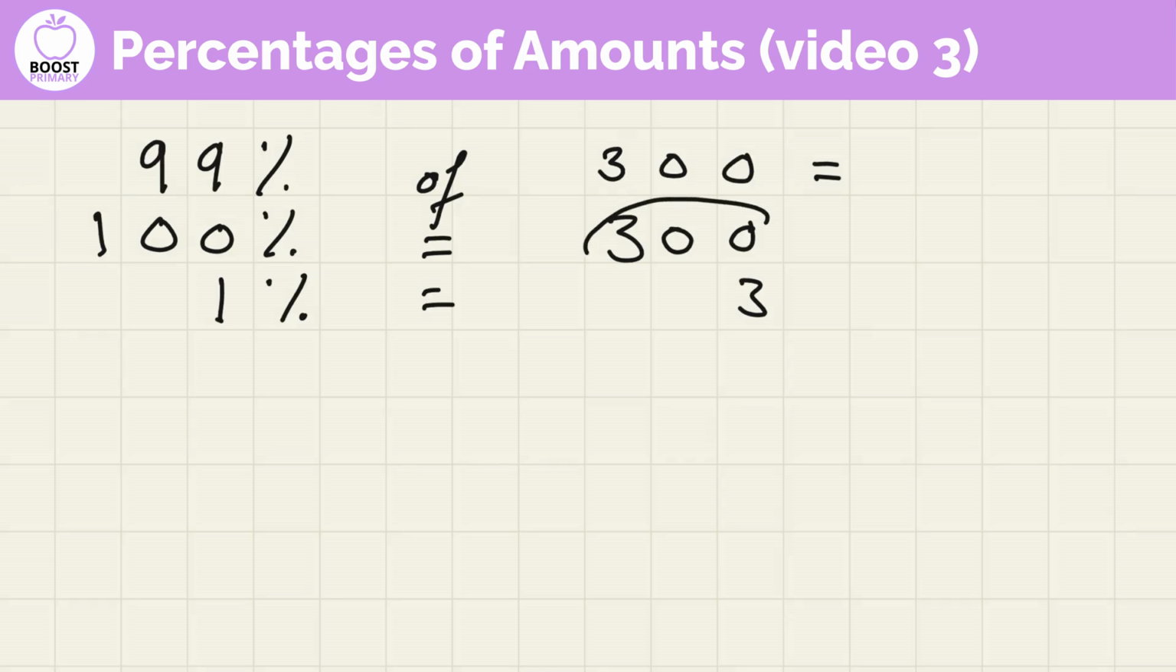So I'm going to take 300 and take away 3, which is 297. So 99% of 300 equals 297.